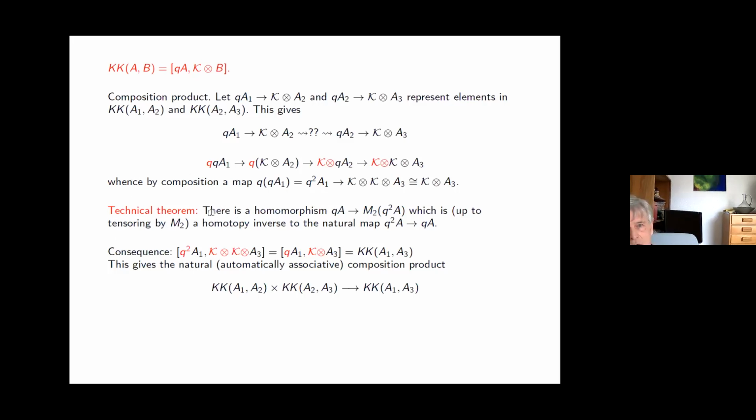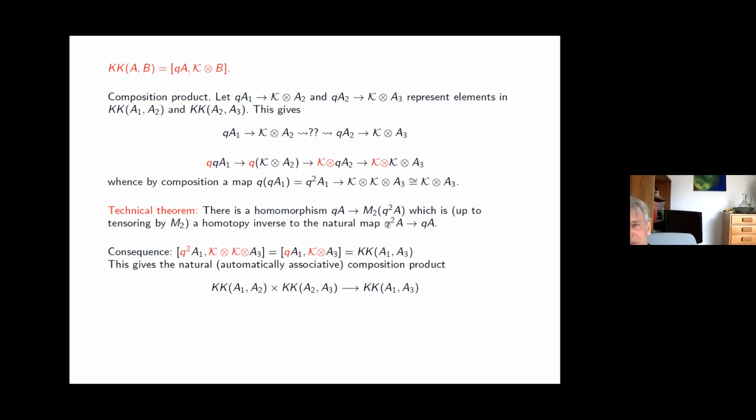Namely, you can show using C-star algebra methods that there is a homomorphism from Q of A, not quite to Q squared of A, but to the 2 by 2 matrices over Q squared of A. And this is kind of a homotopy inverse to the natural map from Q squared of A to Q of A. I mean, this map from Q squared of A comes from the fact that Q squared of A is a subalgebra of capital Q of A.